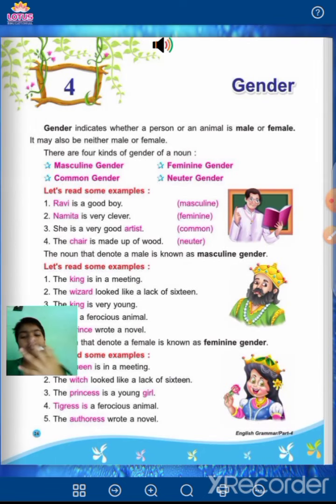Gender, we have many things to learn. So, please be with me.